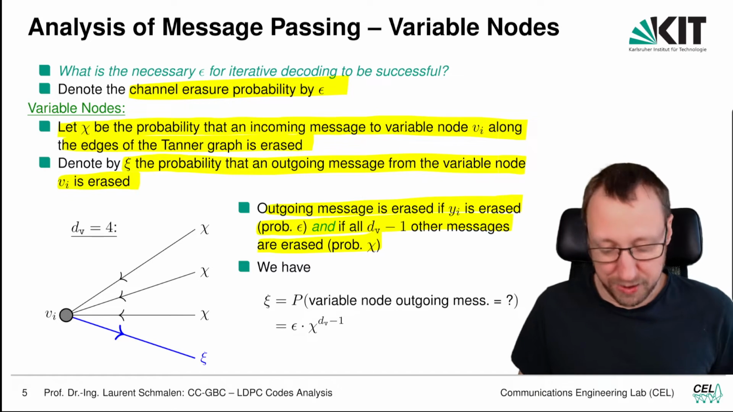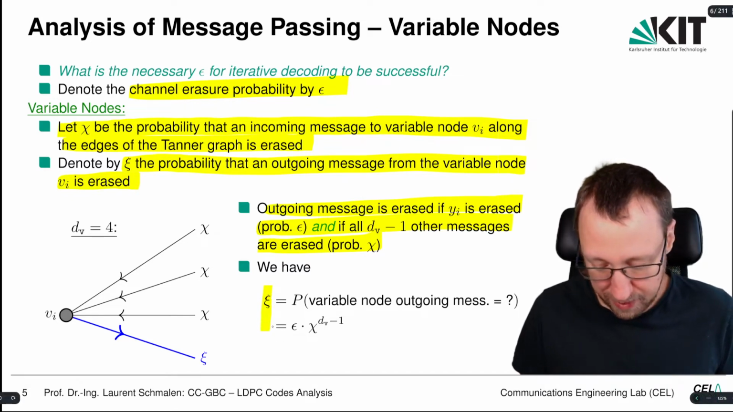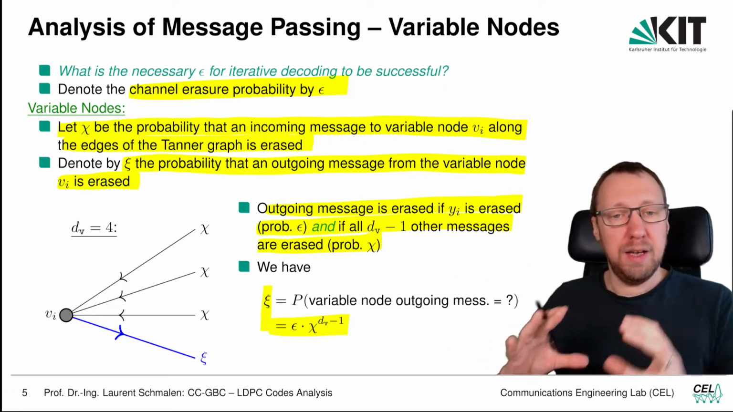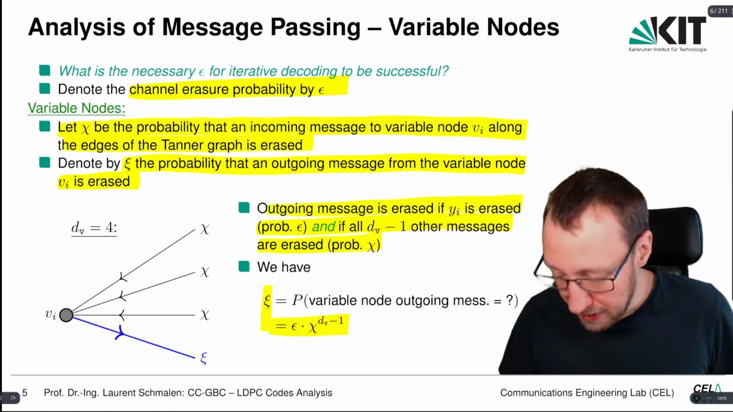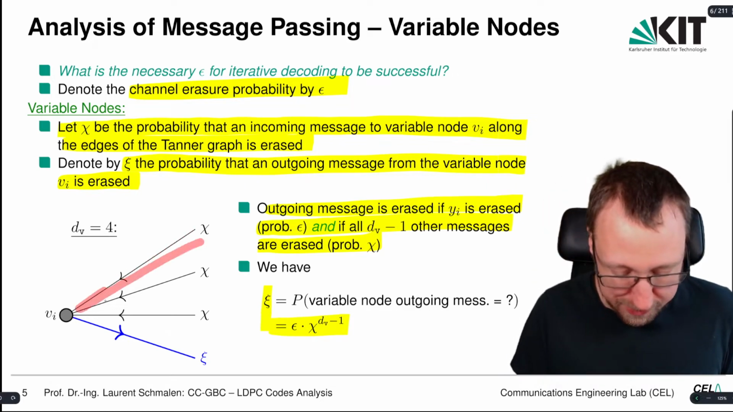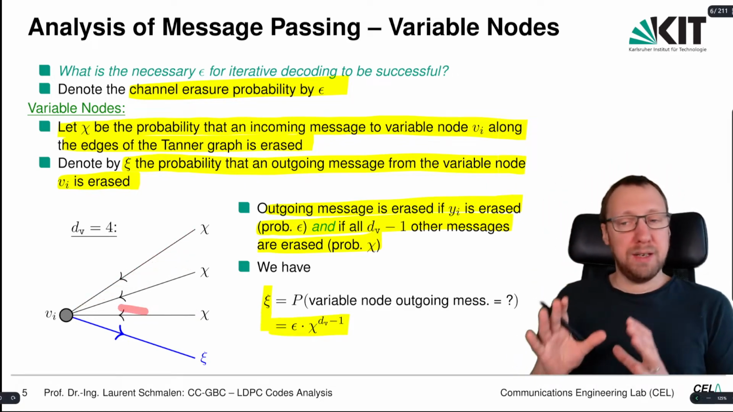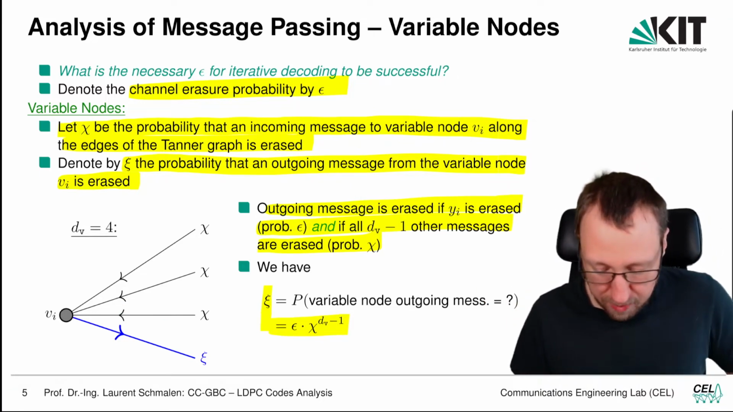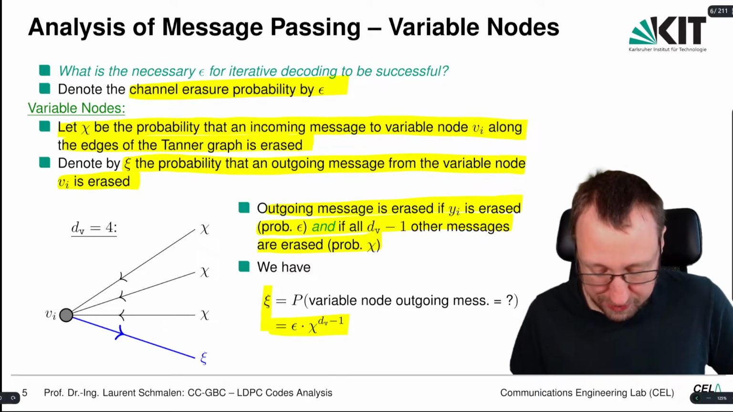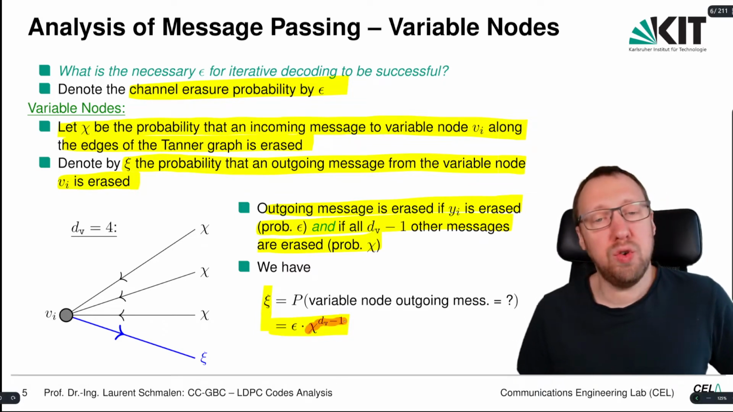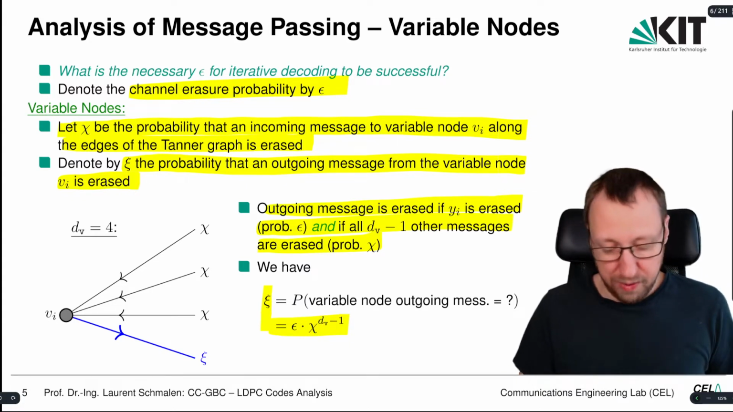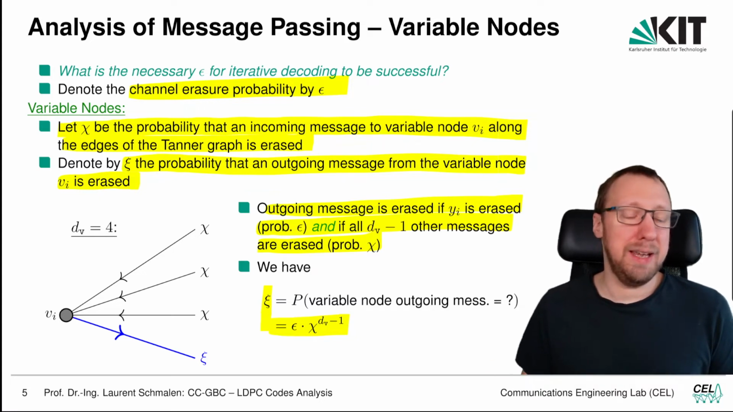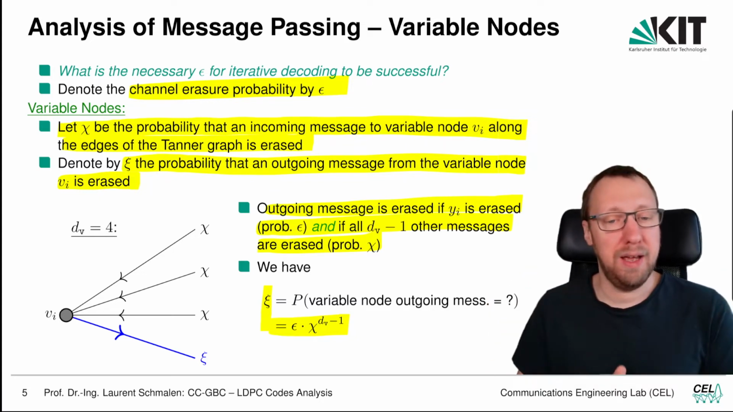So the outgoing message is erased with probability, and this is just because we assume that the messages are all independent. All the messages that come in are independent. So this is the usual assumption that we do. And because of this, the probability that the outgoing message is erased is epsilon times chi to the power dv minus 1. So 1, 2, 3, that would be chi to the power 3. The messages are independent, so we can just multiply the probabilities.